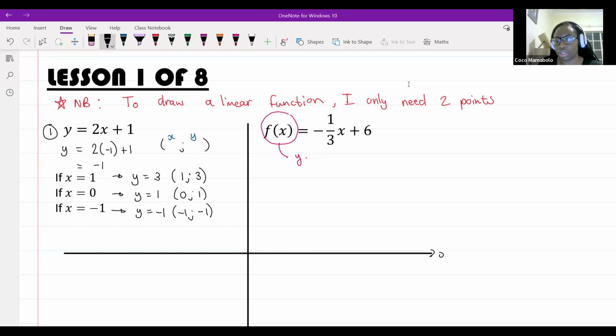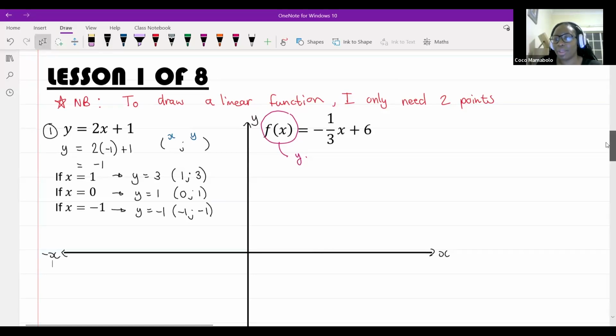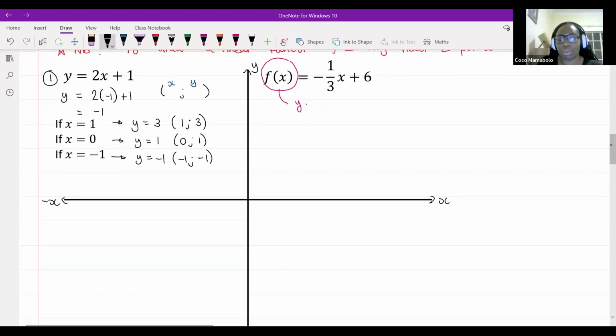Remember, our horizontal is always our x and our vertical is our y. That's our negative x values on that side, and on this side, we have our negative y values.